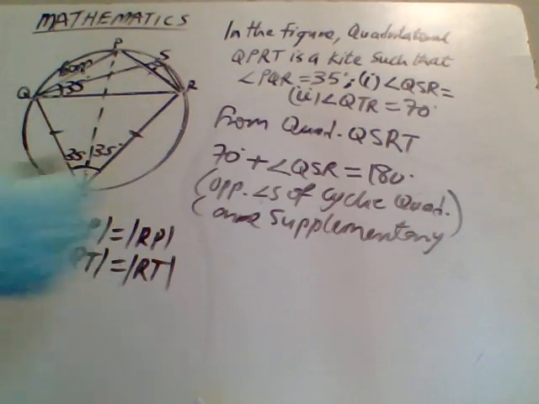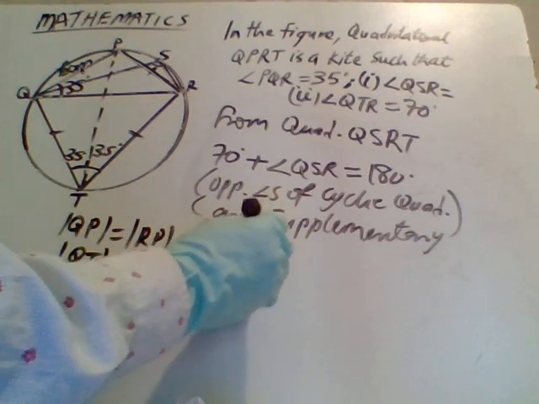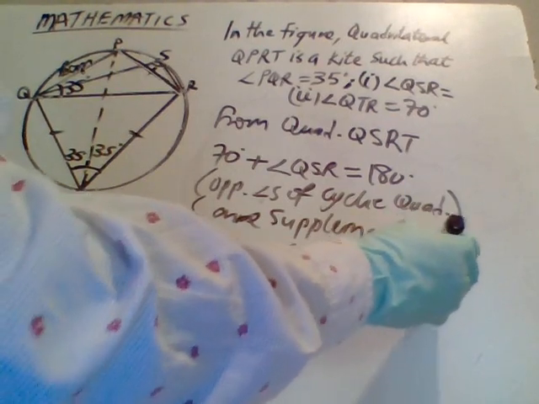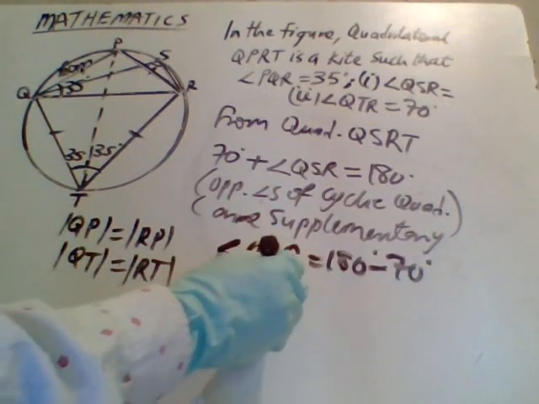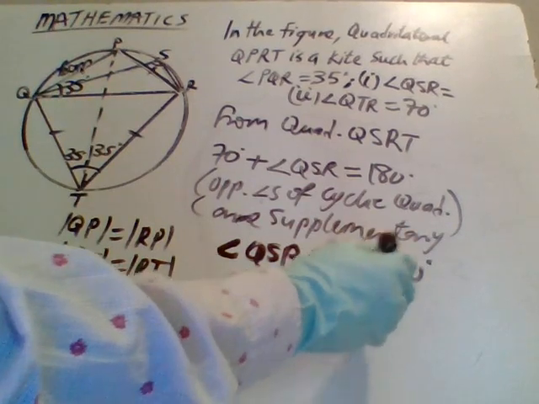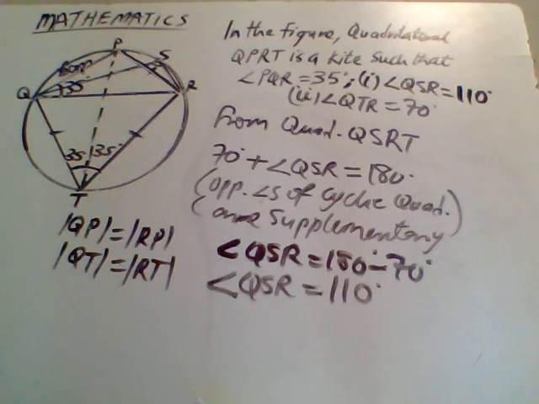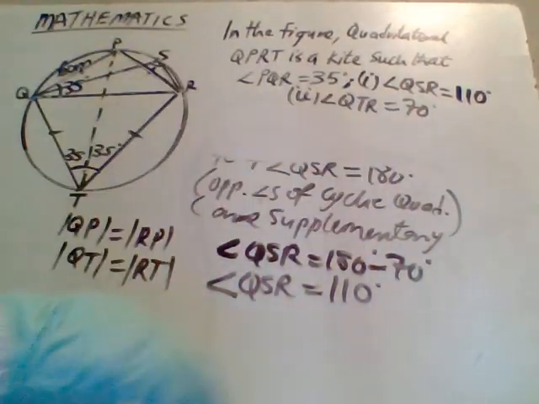So since they are supplementary, we can find angle QSR to be equals to 180 degrees minus 70. And angle QSR is equals to 110 degrees. So you have gotten angle QSR to be equals to 110 degrees. So the next question is to find the area of the circle.